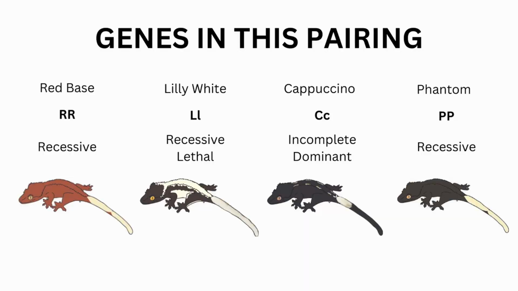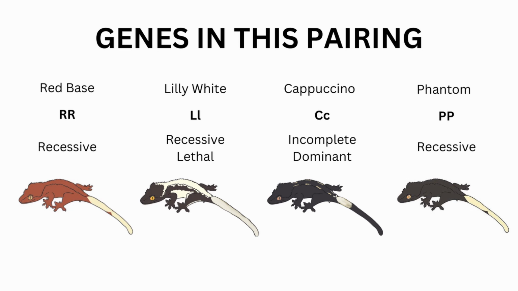So just like yesterday, I'm going to be going over the genes in this pairing really quick. The first gene that we have here is a red base, which is a recessive gene. So we need 2 copies of this gene in order to express it, the same way for the phantom gene. Therefore, we need 2 letters of this gene in order for the gecko to be phantom or red.